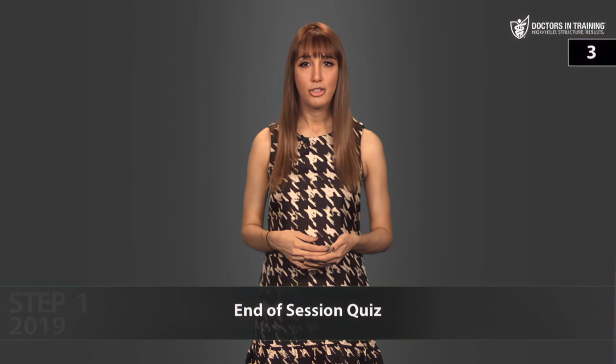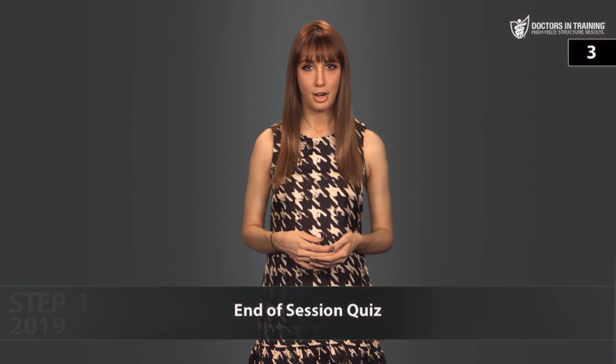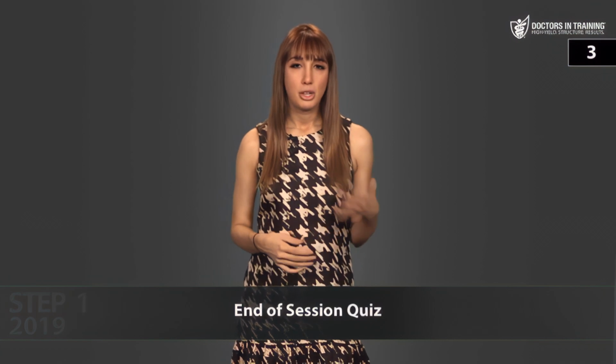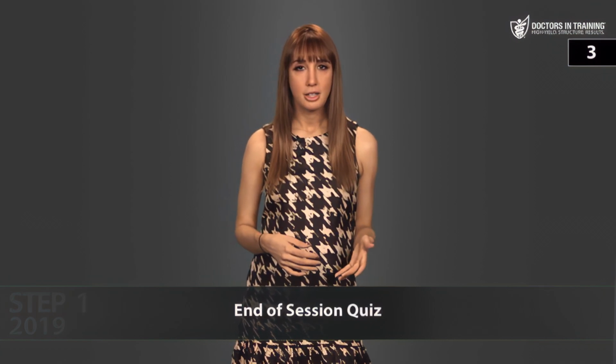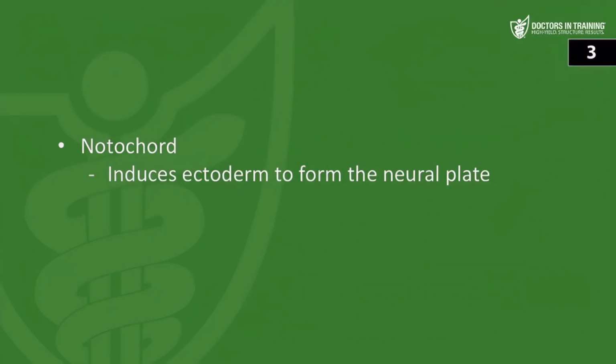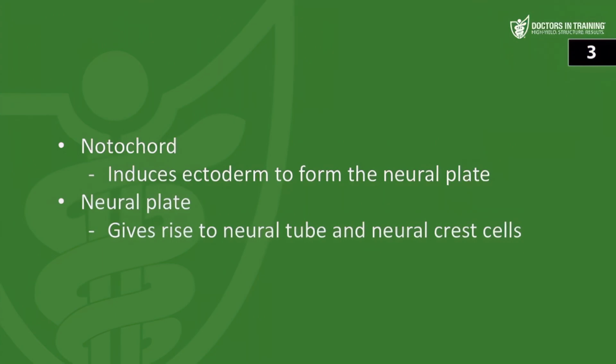All right, let's go over the answers to the end of session quiz together. First question, what is the relationship between the notochord, the neural crest, the neural plate, and the neural tube? The notochord is part of the mesoderm, and the notochord induces the nearby ectoderm to form the neural plate. Then the neural plate gives rise to the neural tube and the neural crest cells.